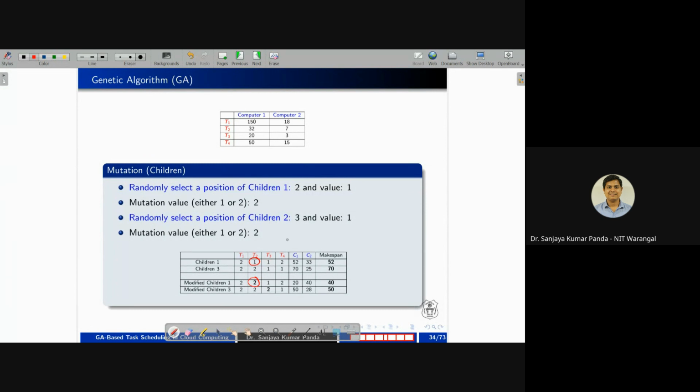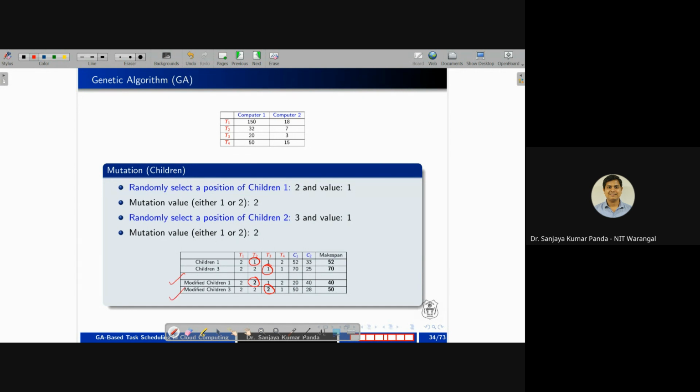Similarly, I have selected another position in the children 3. Okay, let it be the position number 3, and I have changed that bit to 2. So I have done 2 mutations. Mutation means you have to select one particular point and change that point. We have only 2 possibilities, right? 1 and 2. So either 1 is going to be changed to 2 or 2 is going to be changed to 1. Okay, sometimes also as we are using random generation, 1 may be replaced with 1 and 2 may be replaced with 2 also. So now you got modified children 1 and modified children 3.